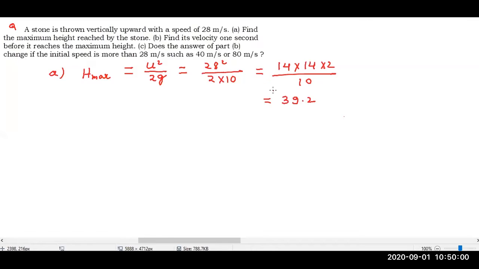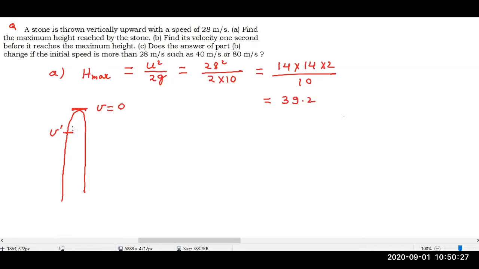Now find the velocity 1 second before it reaches the maximum. So 1 second before it reaches the maximum means what? The particle is going up like this and returning like this. At the highest point, we know the velocity is 0. So 1 second before, what will be the velocity? We know that the acceleration is g.